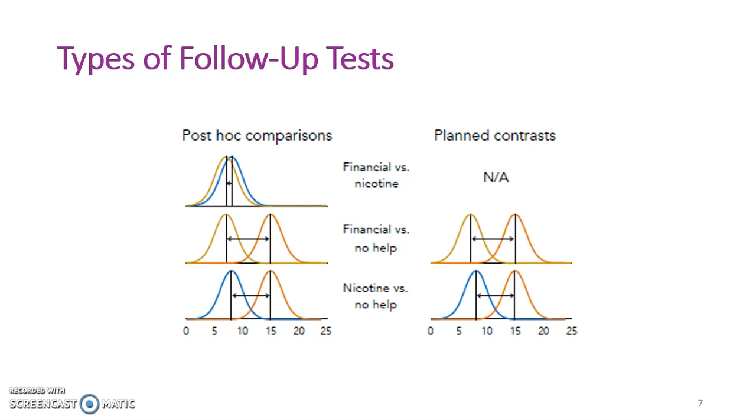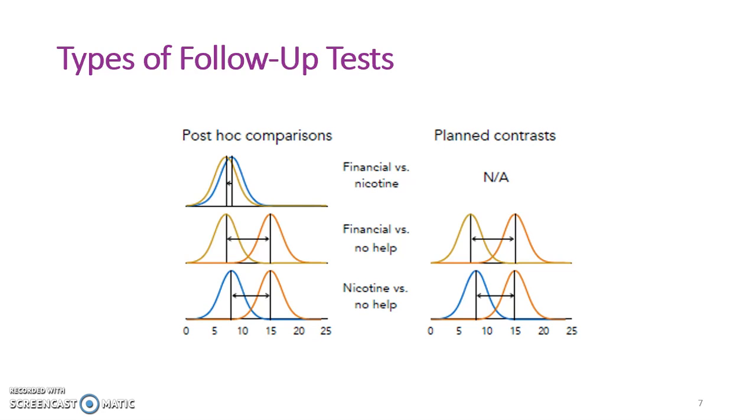So if we look at this figure on the right, we see in planned contrasts, there's an NA plot next to financial versus nicotine, because we think both of these groups will be more effective in reducing smoking intensity. We don't need to compare them. Really, all we're interested in is comparing each of those groups to the no help group. So those would be our planned contrasts.